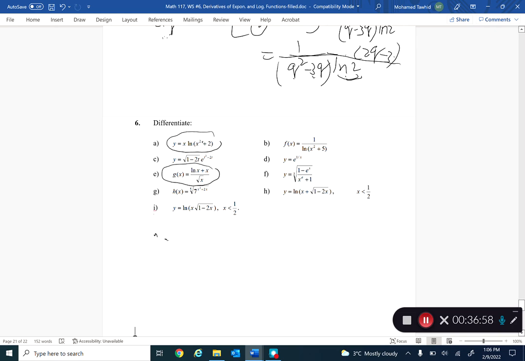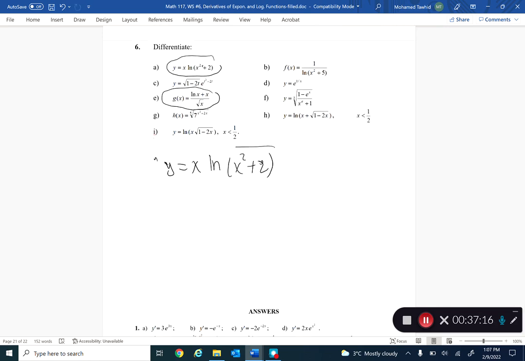All right, so what do you have? You have y equals x ln (x squared plus 2), right? How to take the derivative of this? Just read it aloud: x multiplied by ln (x squared plus 2). When you say multiplied by, that means product rule. What is product rule? (fg)' is f times g prime, plus f prime times g.